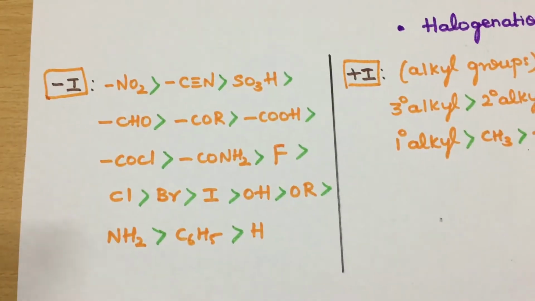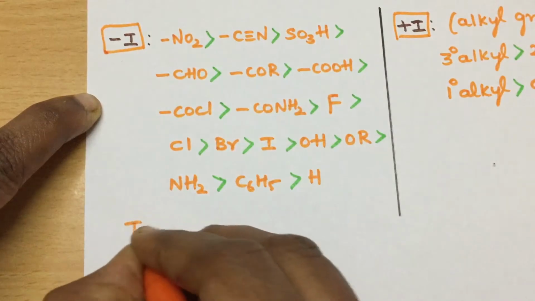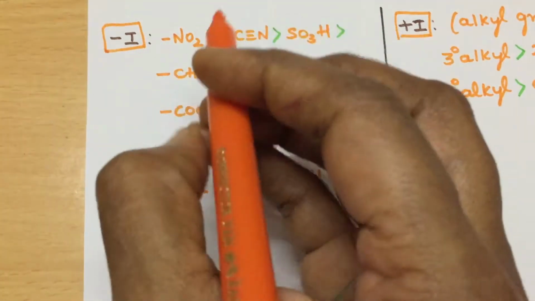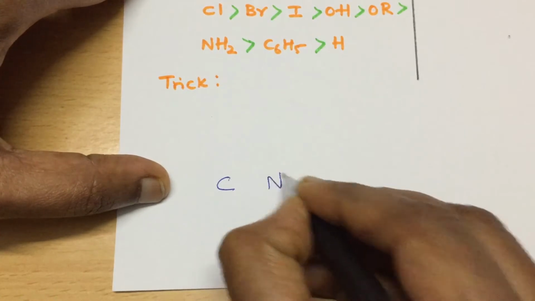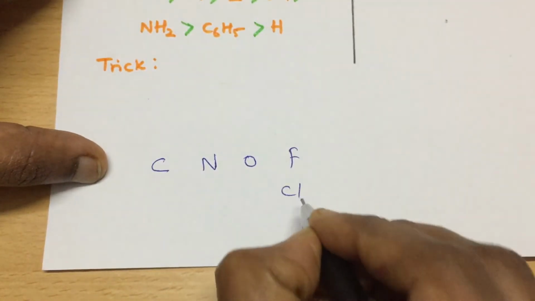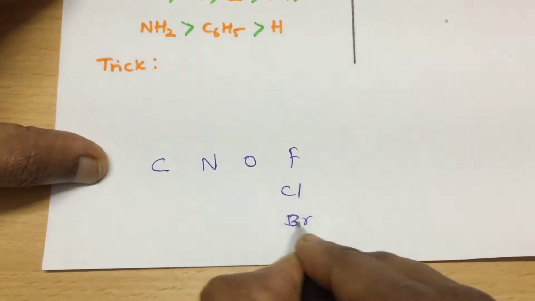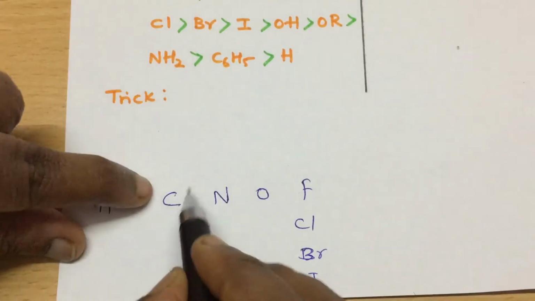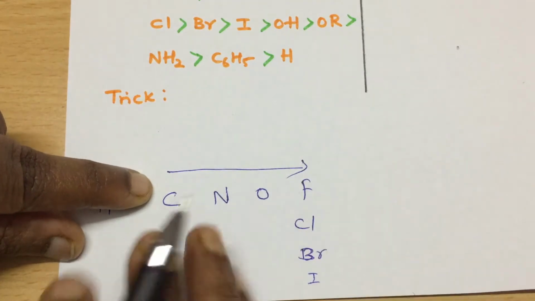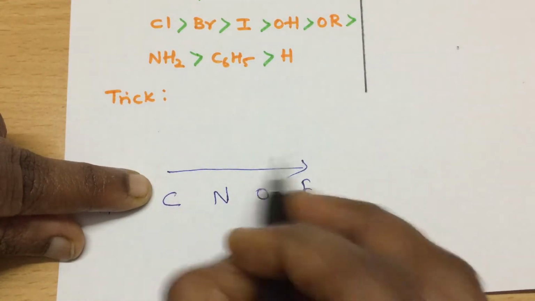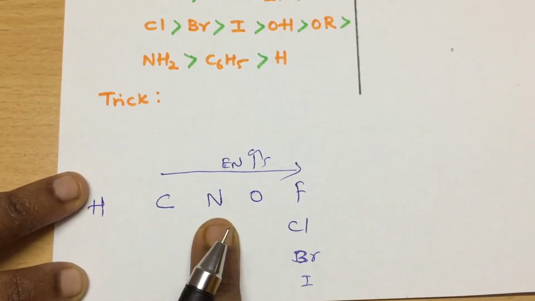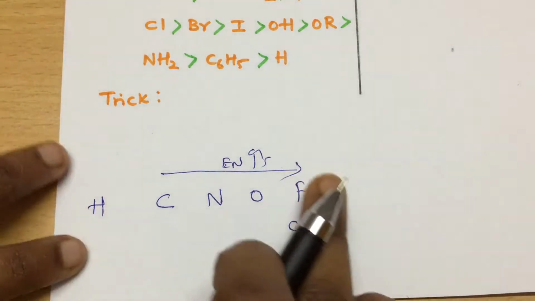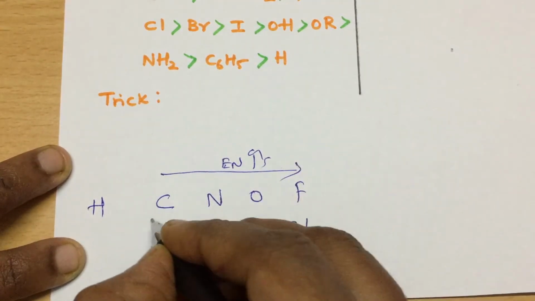For the minus I effect groups, what clue did I give? The trick is you have to see the first atom. See the first atom, not only the first atom. This is nitrogen. Always keep in mind the electronegativity will increase in this order. Chlorine, bromine, these are the atoms. Often you will see hydrogen is the least electronegative. From carbon to here, from left to right in the periodic table, the electronegativity increases. So nitrogen is more electronegative than carbon, oxygen is more electronegative. So all these atoms or halogens are more electronegative than carbon.